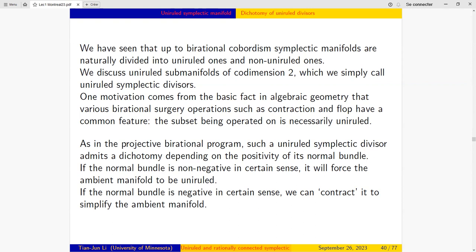In some sense, we can show the existence of negative uniruled divisors forcing the ambient symplectic manifold to be uniruled. One of the first few slides is due to the theorem: if you have a symplectic sphere with non-negative self-intersection, then the ambient symplectic four-manifold is uniruled. That's just an important exhibition of this principle, right? Symplectic spheres are uniruled two-manifolds. Self-intersection being non-negative just means the normal bundle is non-negative. So in this non-negative case, that will force the ambient space to be uniruled. We'd like to see how much this generalizes in higher dimension.